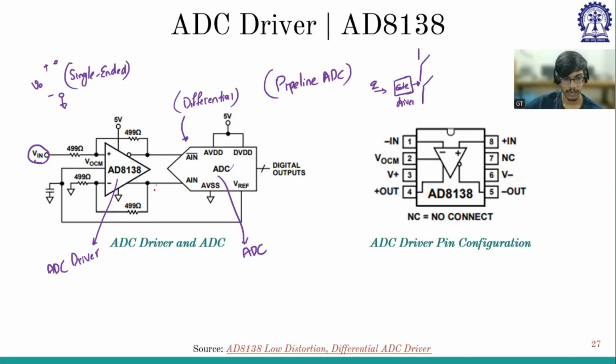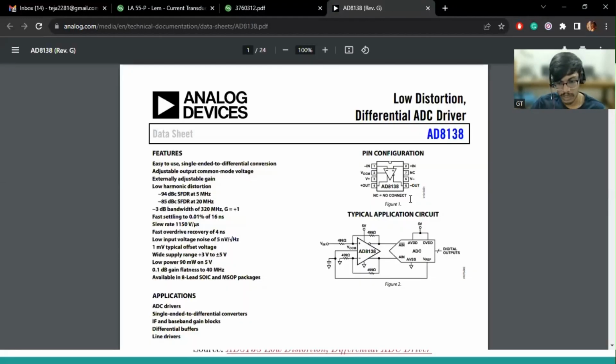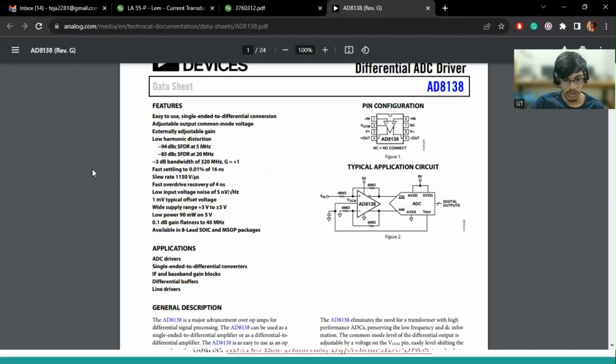Okay, okay. So this is the ADC circuit. So NC is no connection. So let us go to the ADC driver datasheet. These pictures are taken from here. So you have to read the datasheet and understand what its functionality is, how much bandwidth. So they have given all this: a 3 dB bandwidth of 320 megahertz when gain is 1.